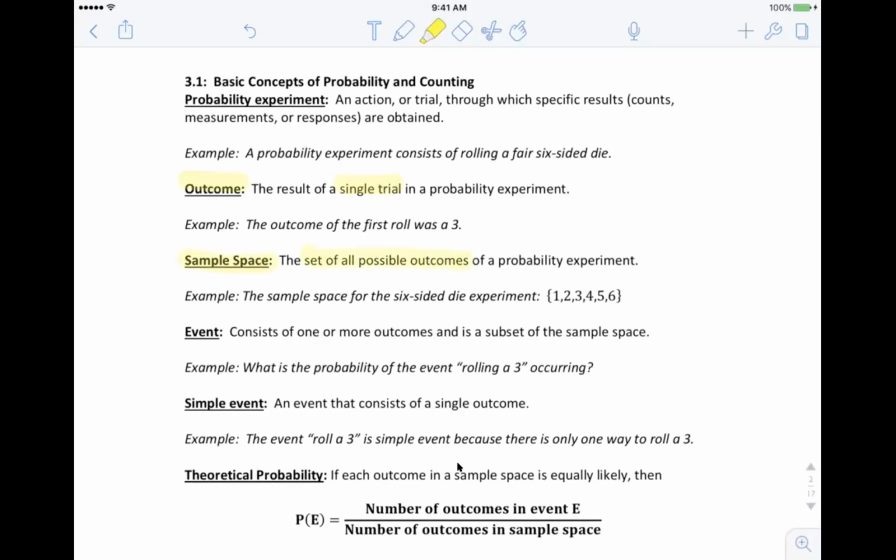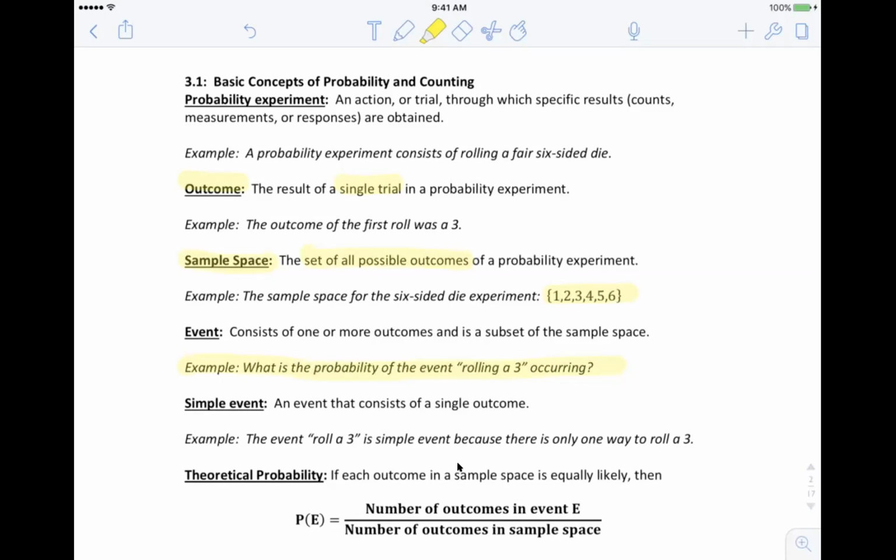Okay, so for example, in this experiment, there is your sample space, right? One of those things is going to occur. An event is usually the question in the probability, and consists of one or more outcomes and is a subset of the sample space. So here's a good example of an event, and that's what we're going to be doing in this section, finding the probabilities of events. What's the probability of rolling a 3, the event rolling a 3?